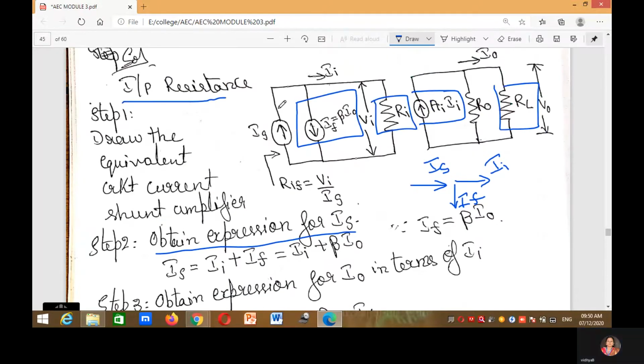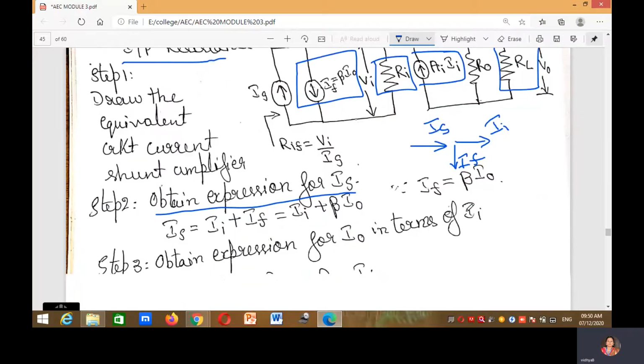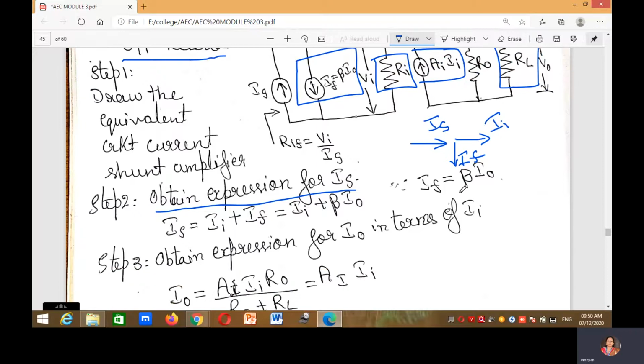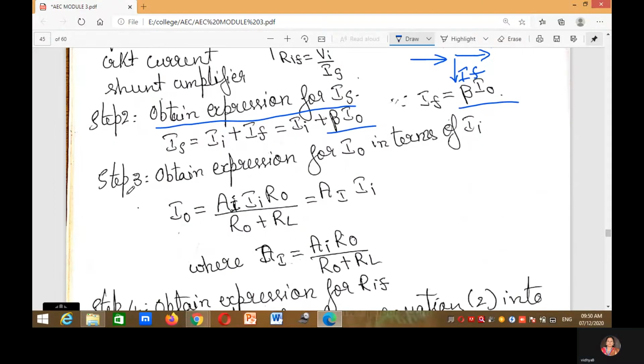From this circuit, we can write that IS is equal to II plus IF. You can observe here, the incoming current is equal to the outgoing currents. That is, IS is equal to II plus IF. IF is nothing but beta into I naught, and that is what we have substituted. Step 3: obtain the expression for I naught in terms of II.